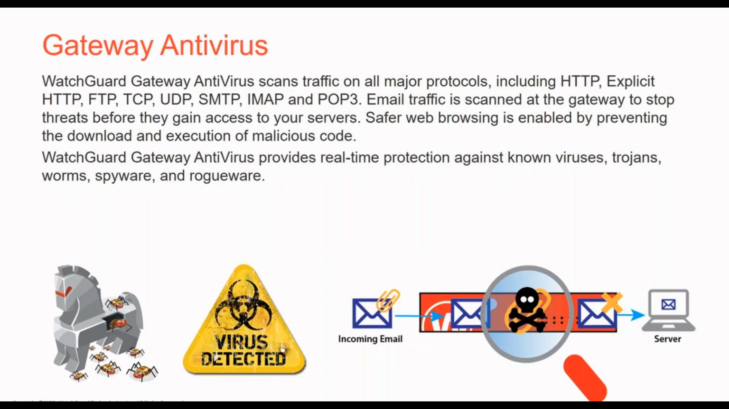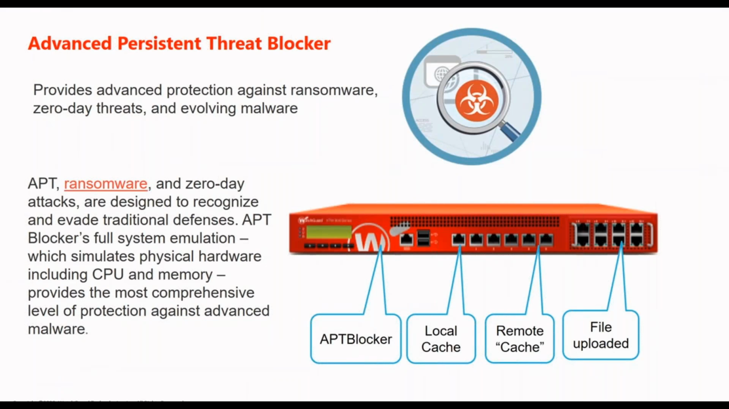Some of the real-time protection that is used by the gateway antivirus, because we want to protect against viruses, trojans, worms, spyware, and rogueware. So far, we were talking about the signature-based features, right? Now, definitely the next one here is called Advanced Persistent Threat Blocker, the APT.